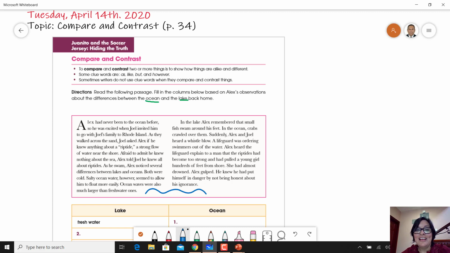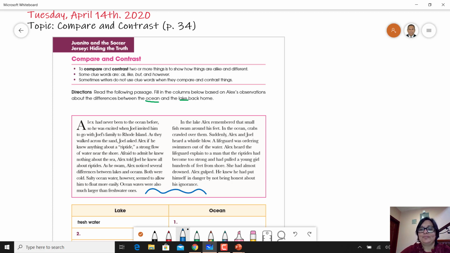And riptides are dangerous because riptides pull people when they are in the ocean, pull people far and far and far, and they can drown, they can die. So Alex, for not accepting that he didn't know anything, was not being honest, and he could have had an accident that day, but the story ended very well.